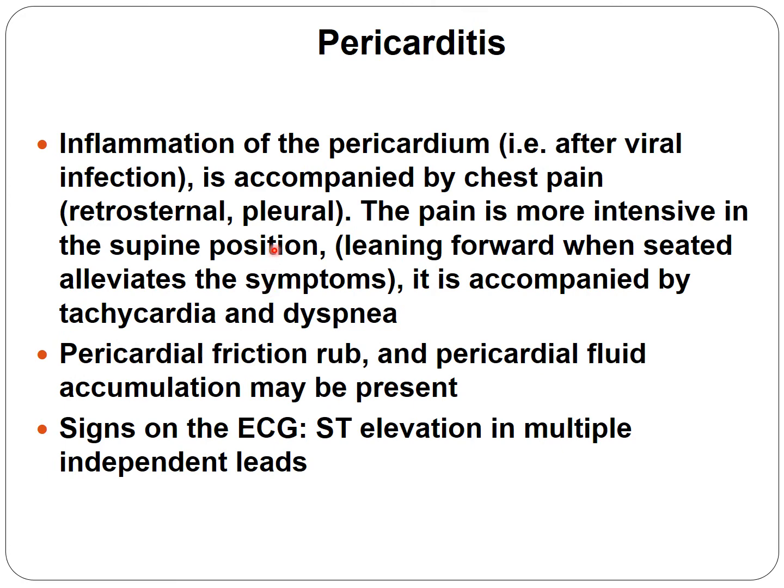This is an inflammatory disease of the pericardium or the muscle, which usually occurs after a viral infection and is accompanied by chest pain, usually occurring retrosternally and pleurally. The pain is more intense in a supine position. Leaning forward when seated alleviates the symptoms. It is accompanied by tachycardia and dyspnea. Pericardial friction rub and pericardial fluid accumulation may be present as well.